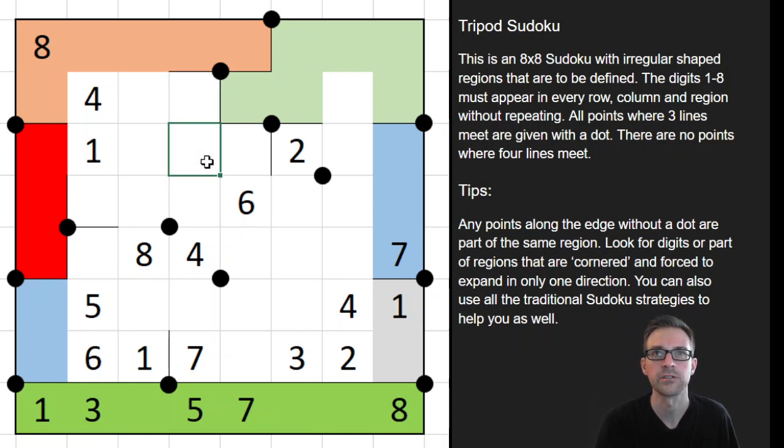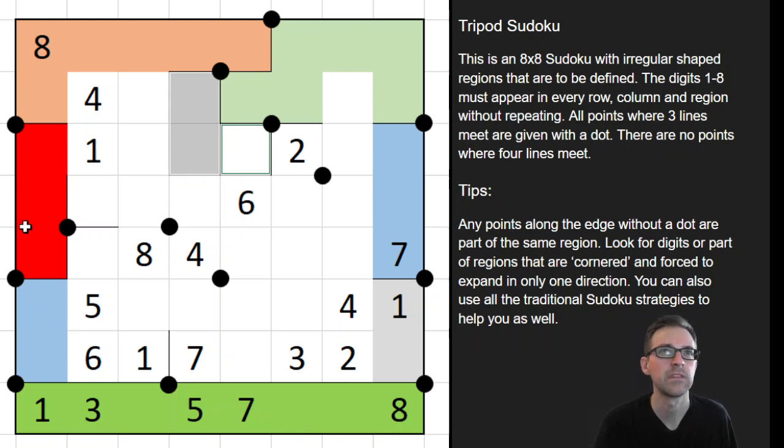And then we can use that same technique for these three cells. Because if we look at this intersection right here, we've already got two lines. We can't have a third or a fourth line coming down. So all of these are part of the same region. And in fact, it can't be orange because there's a line separating these two, and it can't be green because it's separating those. So it's going to be a different color.